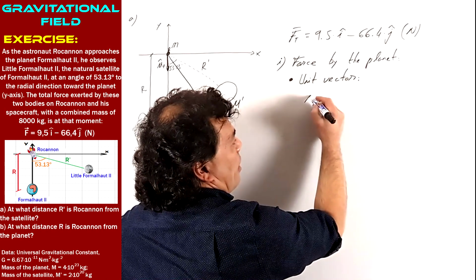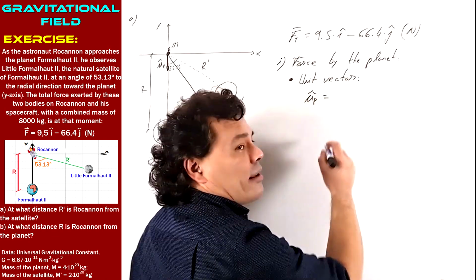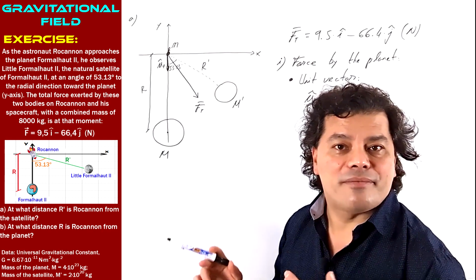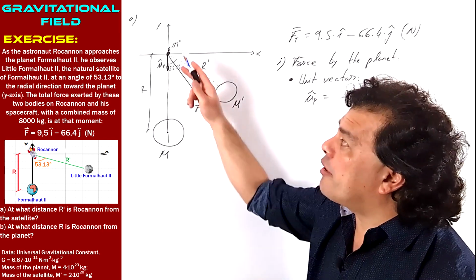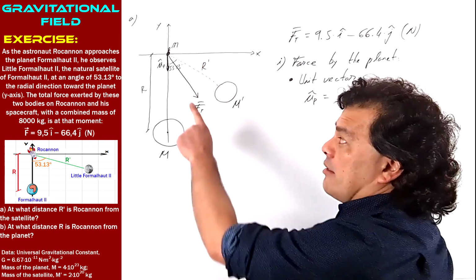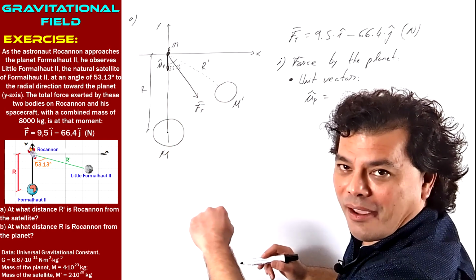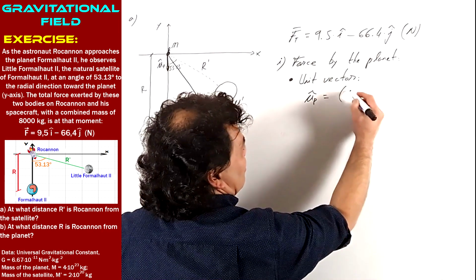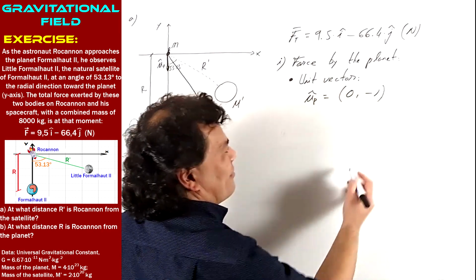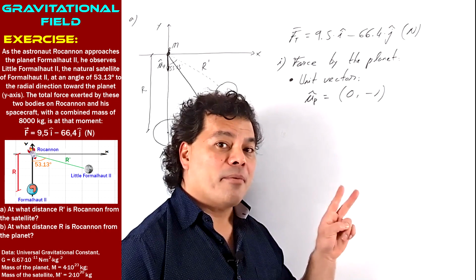Unit vector. And can you guess this vector? It's very easy. As we are working on the y direction, this unit vector will be (0, -1). That's it. Step number 2.